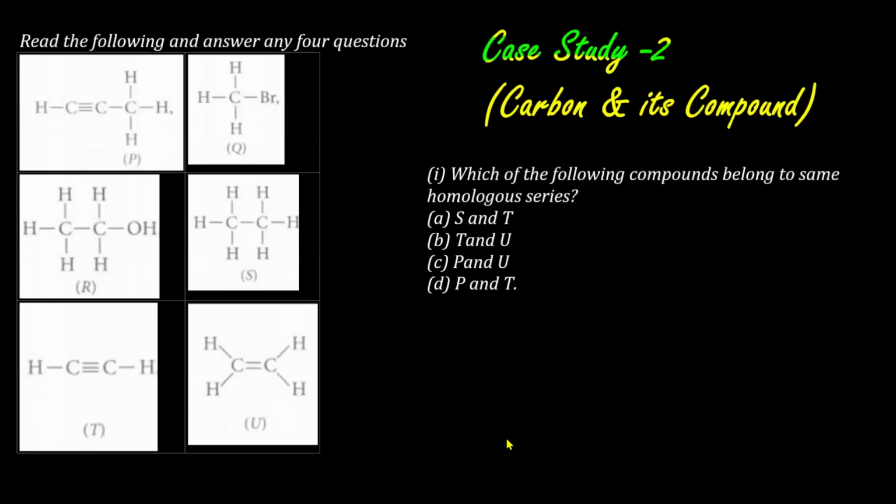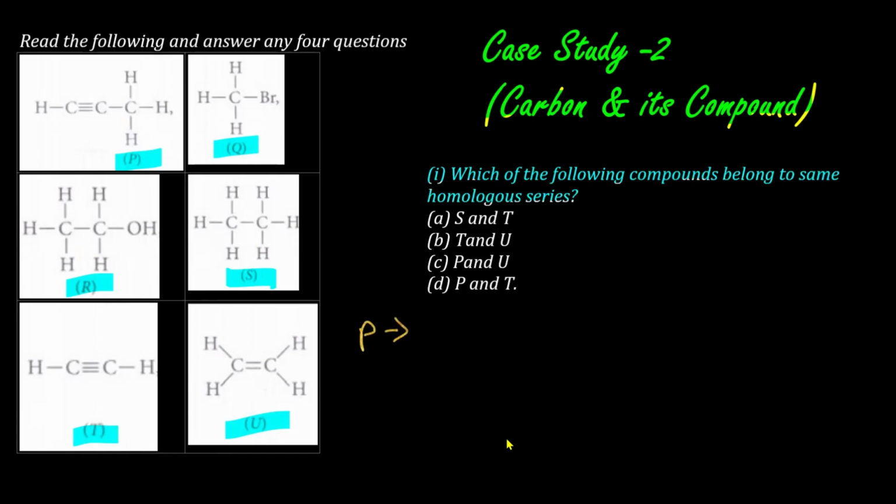So now we are on the case study based question on the chapter Carbon and its Compounds, the second one. Here I can see that the structures of some carbon compounds are given. I have taken the first question, where we have to find out which of the following compounds have the same homologous series. So let's begin with writing the homologous series.